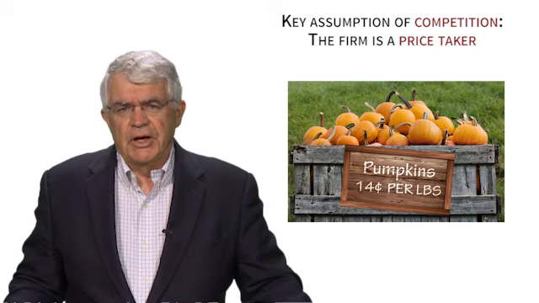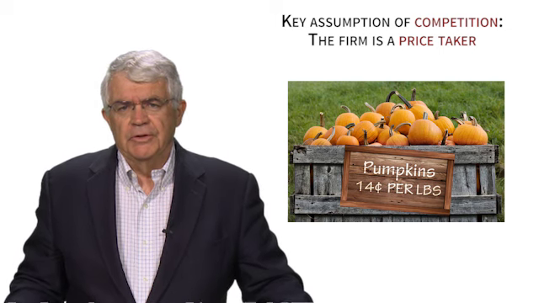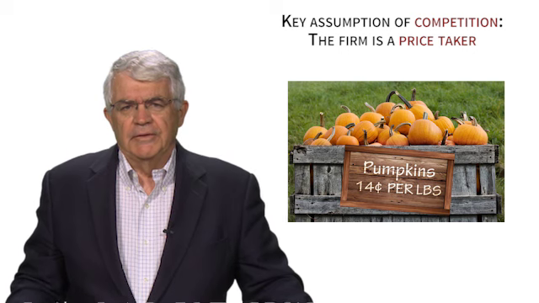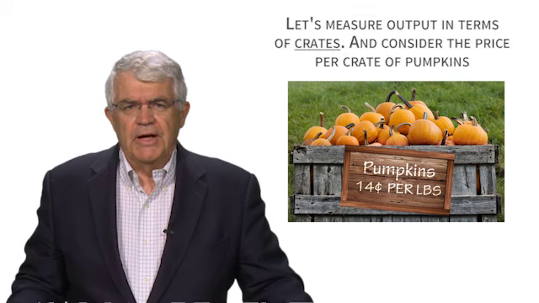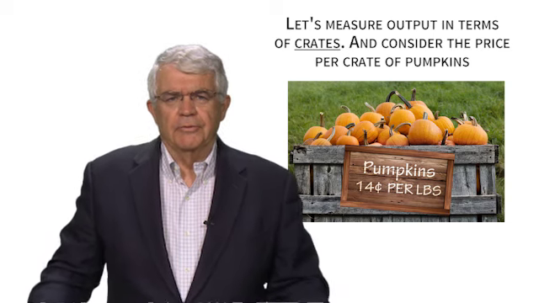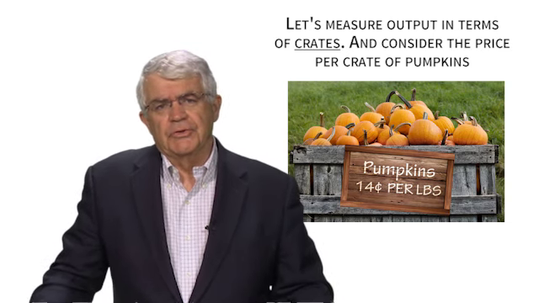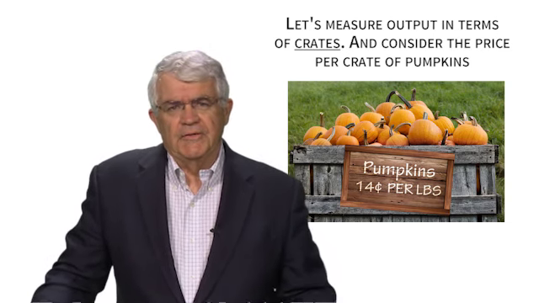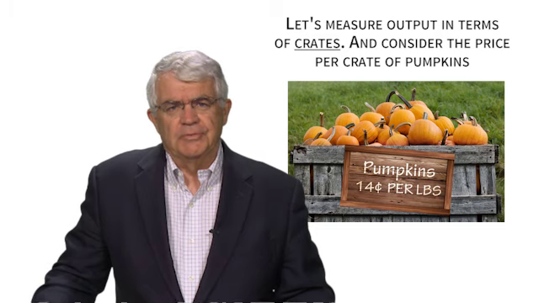When you see a sign posted like 14 cents per pound, you want to think about this farmer as taking that price as given, and it can't deviate much from that. Now, given that assumption, we want to go through and think about the decision of how much to produce at this farm. Let's be specific and say the decision is how many crates of pumpkins to produce, and we'll give an example where the price of crates is specified.